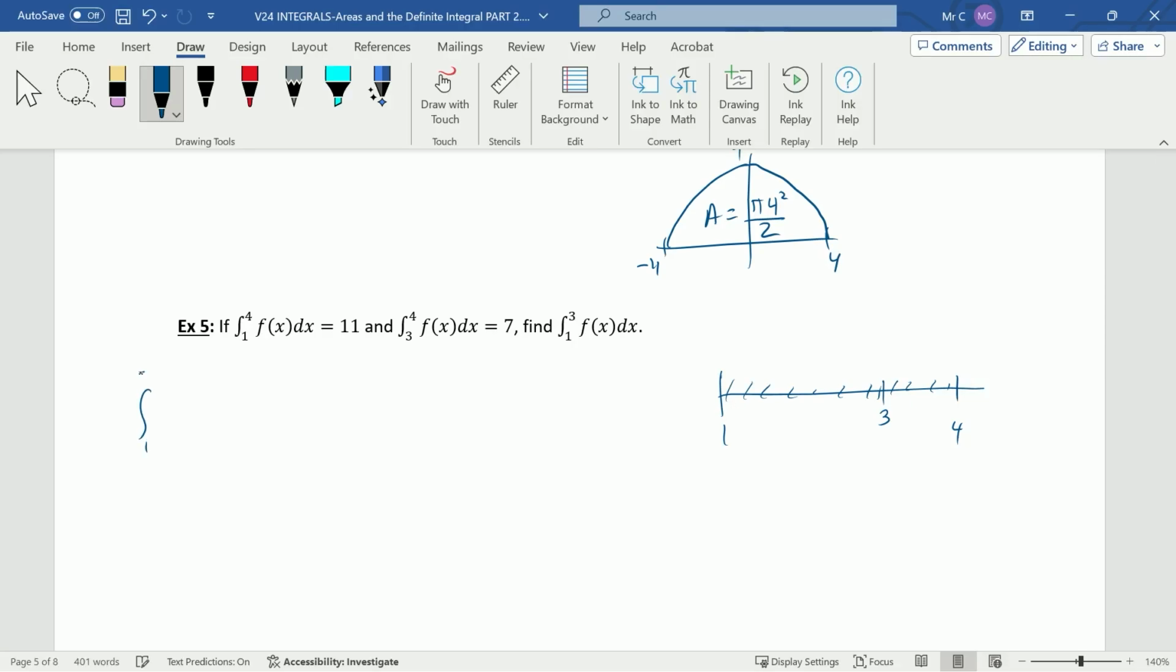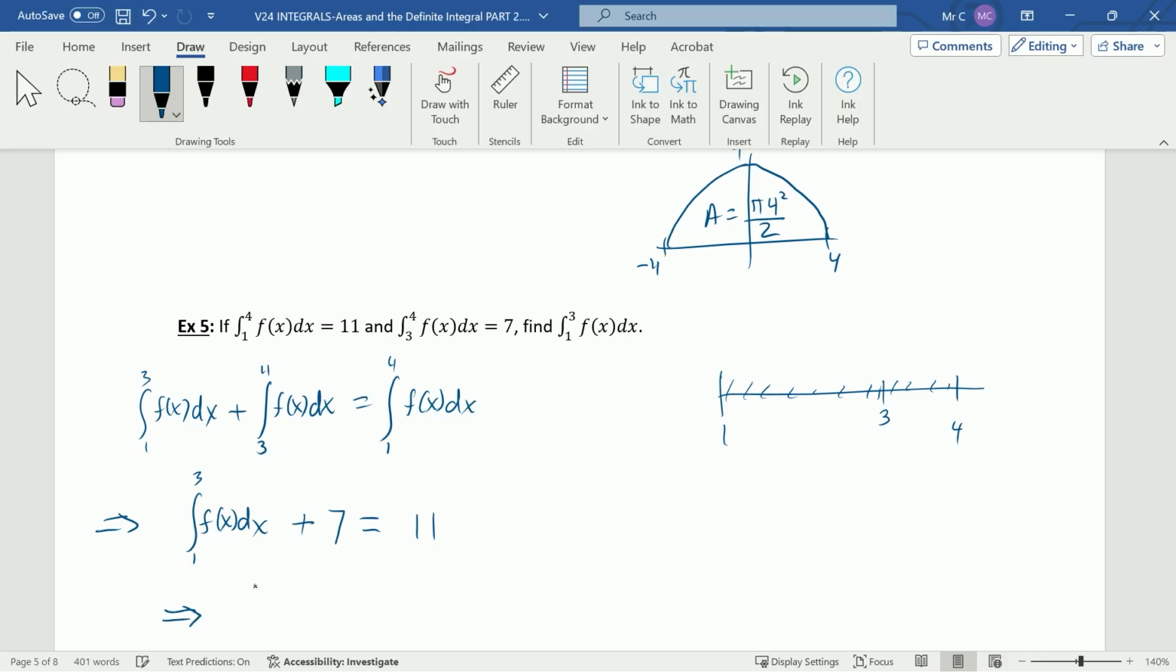So the integral from 1 to 3 of f of x dx plus the integral from 3 to 4 of f of x dx equals the integral from 1 to 4 of f of x dx. And so now I'll just replace the values that I know already. I know that the integral from 3 to 4 is 7, and the integral from 1 to 4 is 11. And so I'll subtract 11 minus 7, and I get the integral from 1 to 3 of f of x dx is 4.